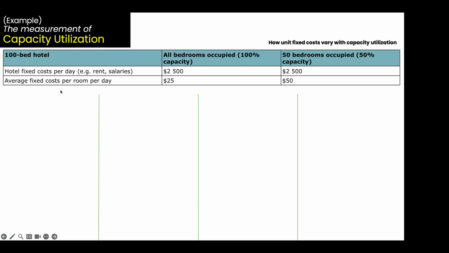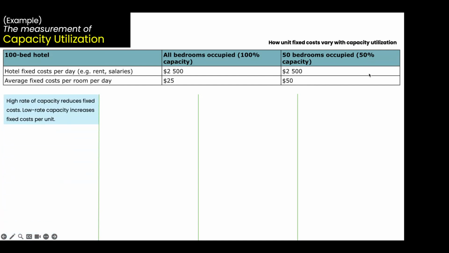The average fixed cost per room per day is $25, but if it's at a lesser capacity, the fee is higher, which is $50 per day. Right? This is the same example mentioned to you before. The hotel has a fixed cost every single day, but when it is underutilized or fully utilized, that affects the fixed cost, right? So you want it to be fully utilized, so it brings down the average fixed cost per day to $25 and not $50 here, which is only 50% occupied.